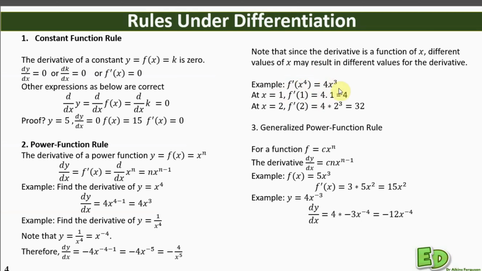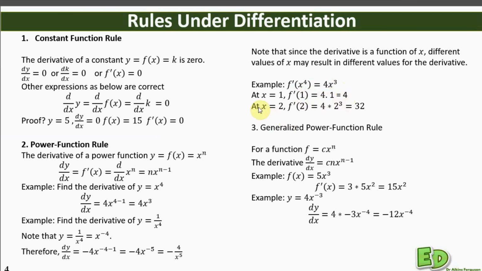So having this, and then the value of x has been given as 1, then that means f prime of 1 is needed. So in place of x, we just put 1 there. That will give us 4 times 1 to the third, and 1 to the third is 1. So 4 times 1 will give us 4.